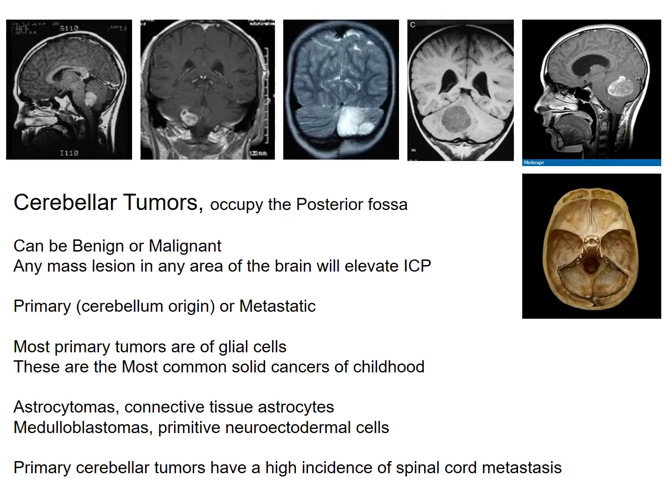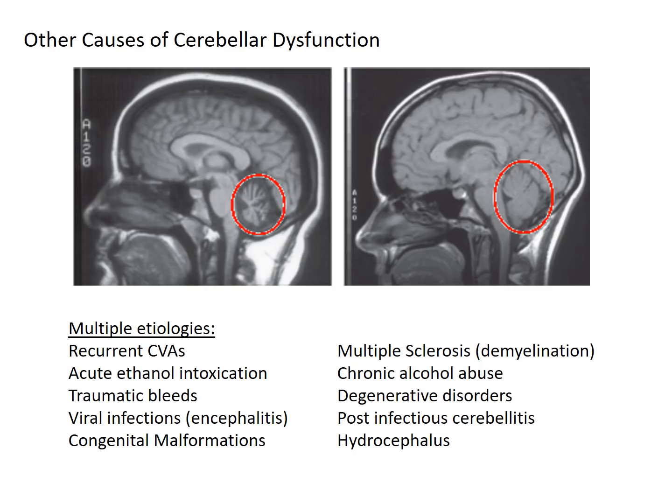Cerebellar astrocytomas and cerebellar medulloblastomas have a fairly high incidence of metastasizing to the spinal cord. And in the second narrated PowerPoint video, we'll talk a little bit about spinal cord tumors. Tumors can cause cerebellar dysfunction, but a number of other pathologies can also primarily affect the cerebellum.